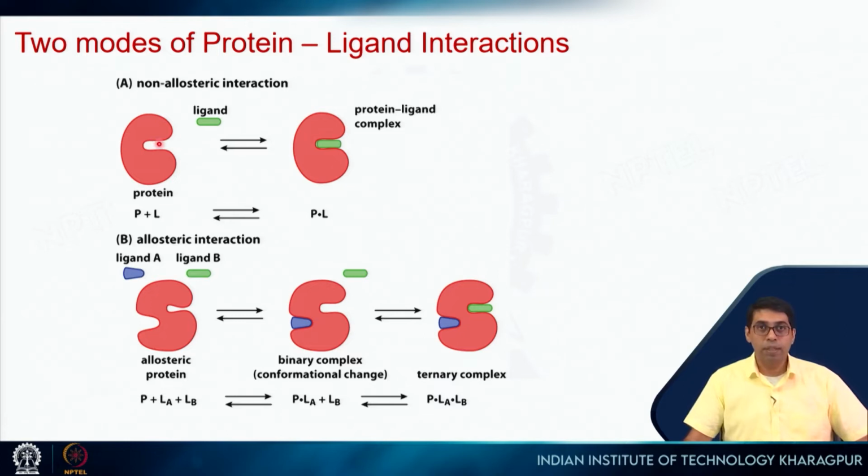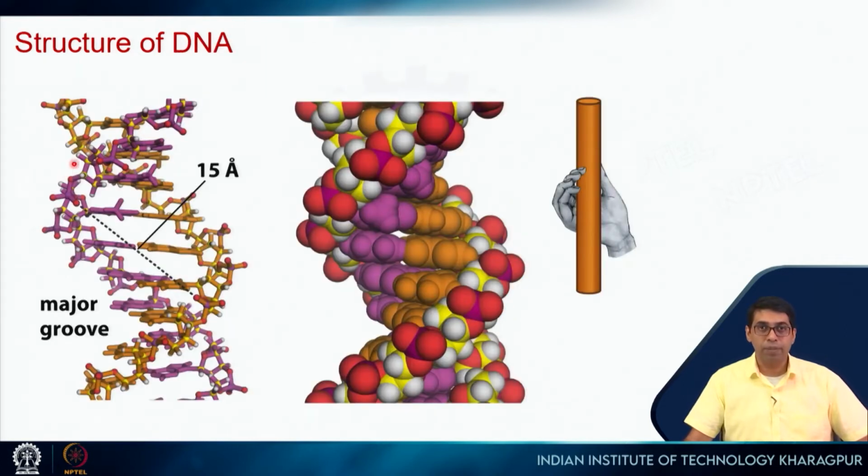Okay, let's get back to the non-allosteric interaction. This is just a basic refresher on the structure of DNA. You have already seen this. DNA has a double helix structure where two strands form complementary interactions with each other. That is the backbone of the DNA, and the bases form hydrogen bonds with each other. We have AT and GC pairs inside.